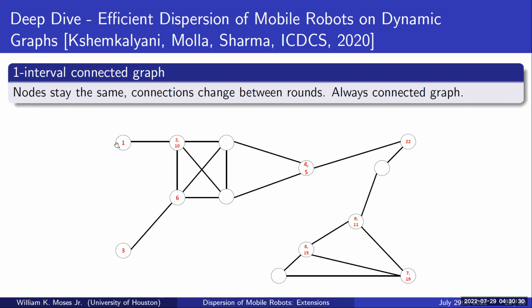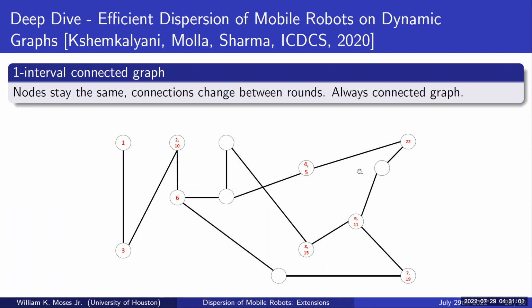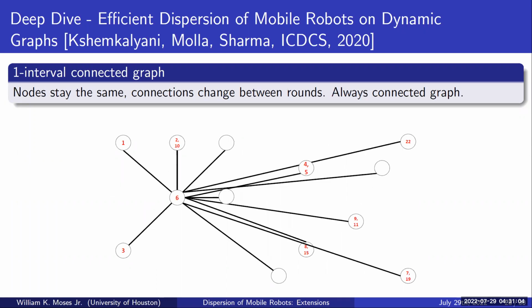This robot 2 can look at all nodes distance 1 away from it and see what robots are on those nodes. And one interval connectivity, this type of dynamism that we're getting to, essentially means nodes stay the same, but the connections can change, but there's a restriction. The edge connections can change between rounds, but the graph must always remain connected. In other words, this is fine, this is fine, this is fine. We have no control over what the graph might look like, but it should be connected. That's all.